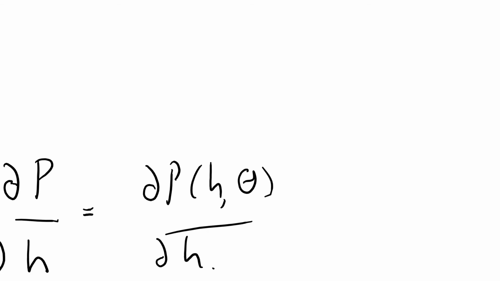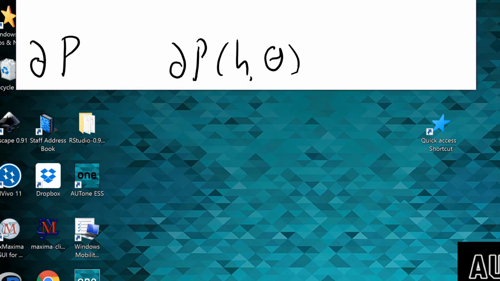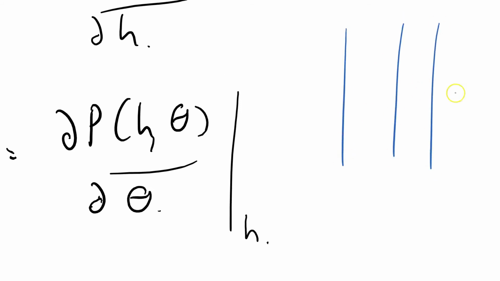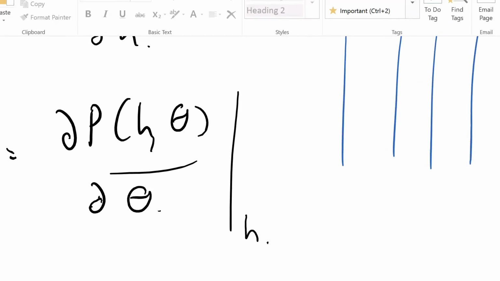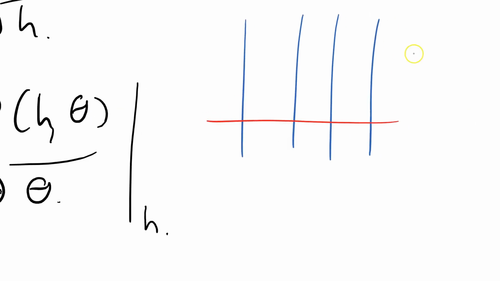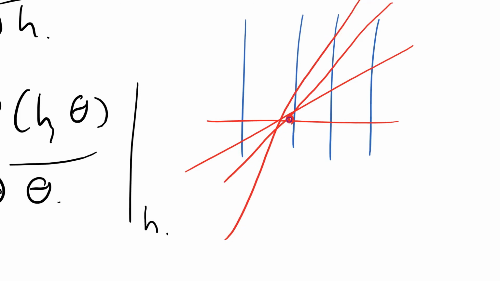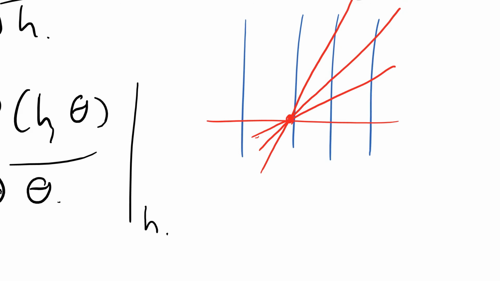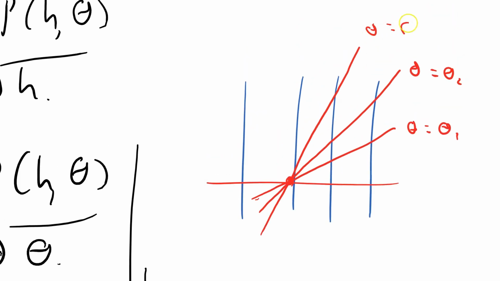My tablet is playing up. So I've got blue lines of constant h, and I've got red lines of constant theta, which don't look very good, but there you go. Actually, I'm going to draw that again. Maybe if I start there, that's better. Draw it this way. There we go. So they're lines of constant h. So that's theta equals theta 1, theta equals theta 2, theta equals theta 3.